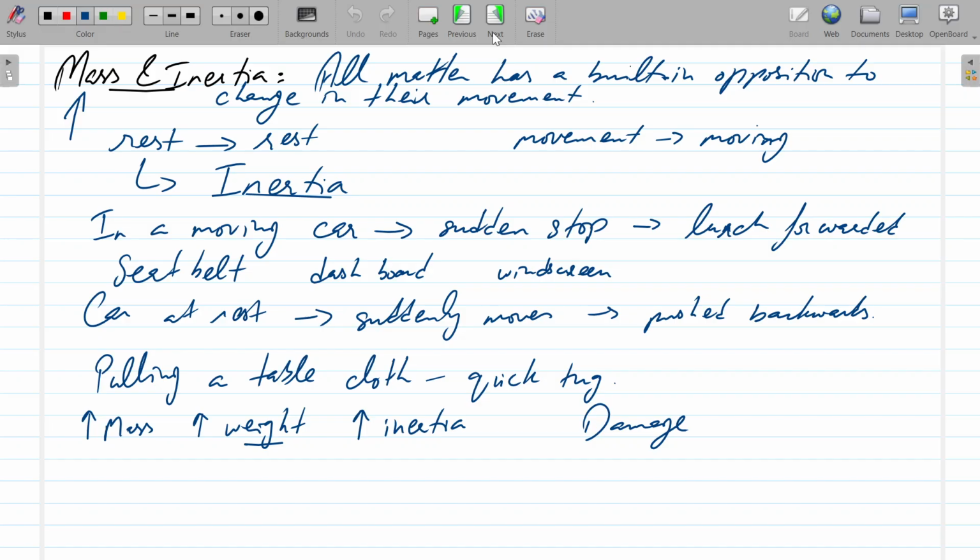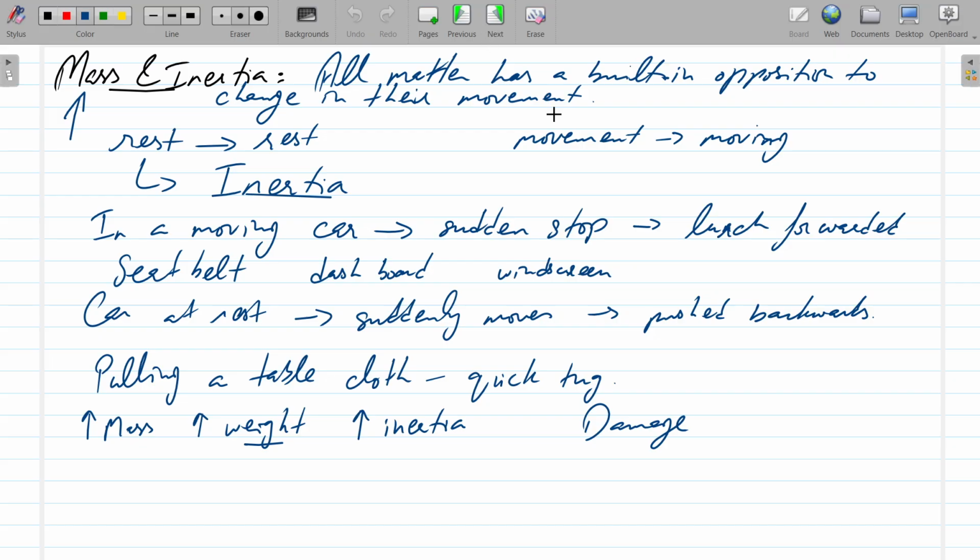Then we talked about mass and inertia, right? So inertia is the opposition that a body experiences to changing its state of motion. So if it's moving and it suddenly comes to rest, then it responds by lunging or lurching or just falling in the direction in which it was moving when it stopped. And if it is at rest and you suddenly make it move, then it will resist it by going in the opposite direction of the movement, because it wanted to stay at rest.